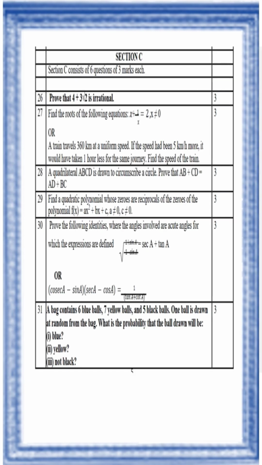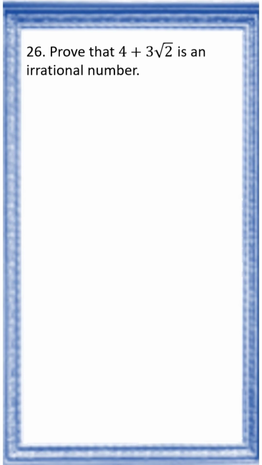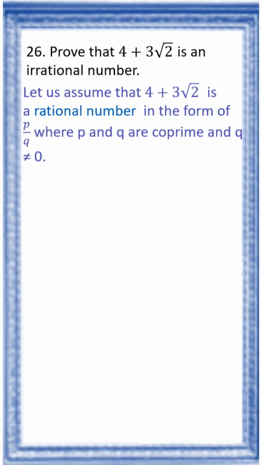Now let us solve the questions from section C. Now let us solve question number 26. The question is, prove that 4 plus 3 root 2 is an irrational number. Let us assume that 4 plus 3 root 2 is a rational number which can be written in the form of P by Q, where P and Q are co-primes and Q is not equal to 0.